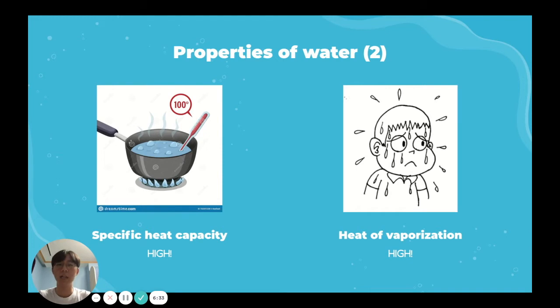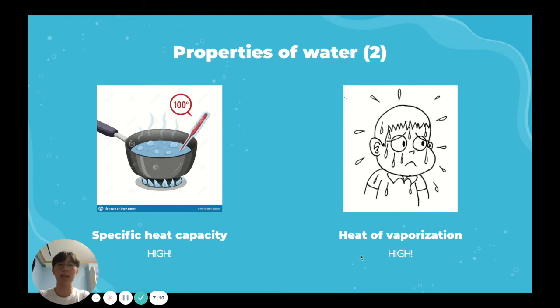Now we'll look at its fourth and fifth properties. So the fourth property is that it has a high specific heat capacity. Now you don't have to know this term. What this basically means is that it takes a lot of energy and a lot of time and a lot of heat to boil water or to raise water by 1 degree Celsius. And so as we can see here, because of water's high specific heat capacity, it takes up to 100 degrees Celsius of heat to boil water.